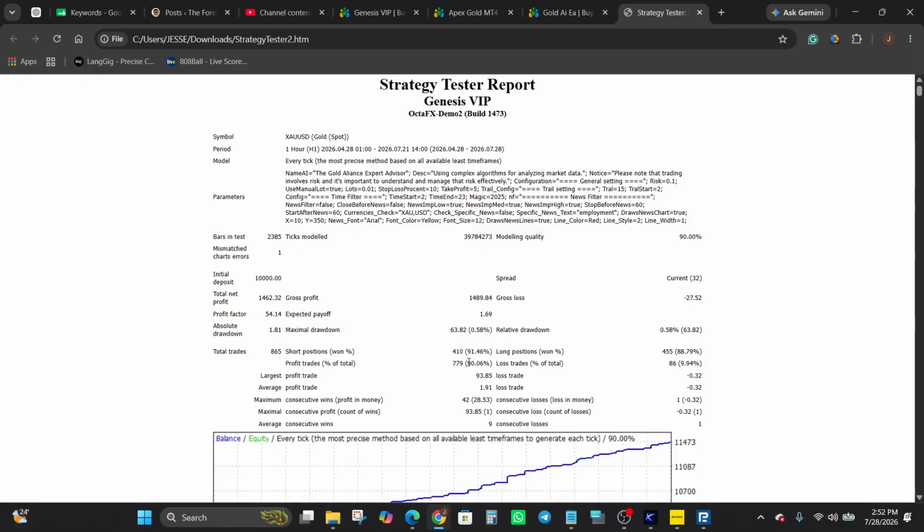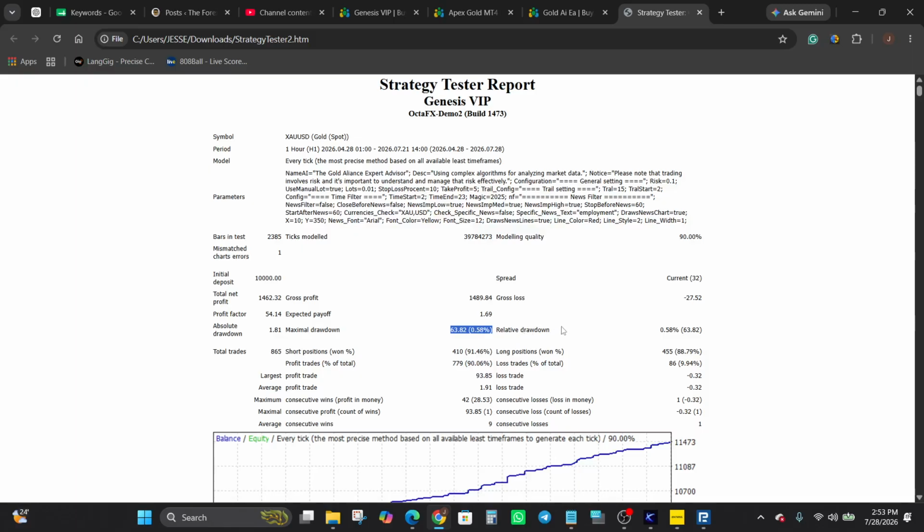Looking at the overall performance metrics, the test ended with a total net profit of $1,462.32, which represents roughly 14.6% return on the starting equity. One key metric to point out is the drawdown. The maximal drawdown observed during this period was $63.82, or just 0.58% relative to the account equity.